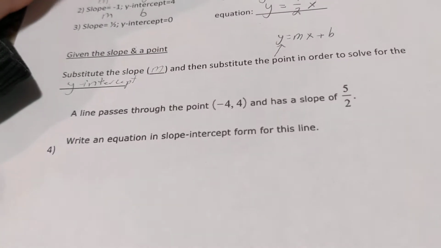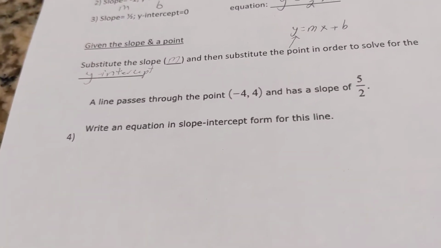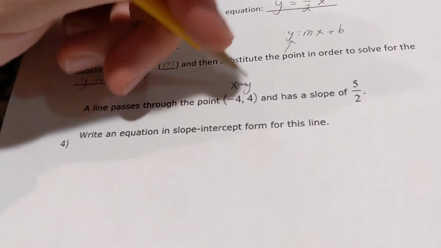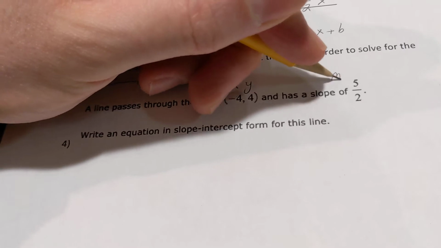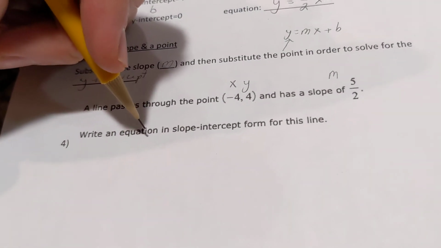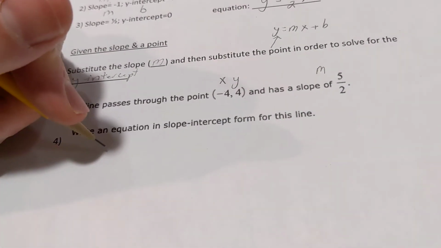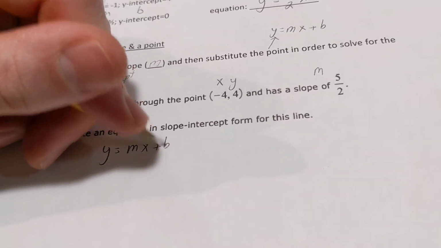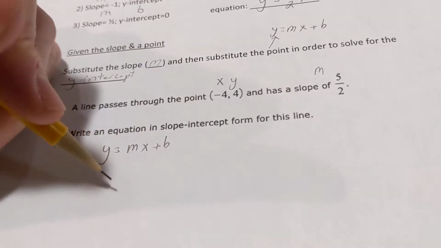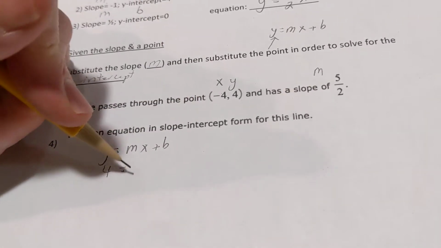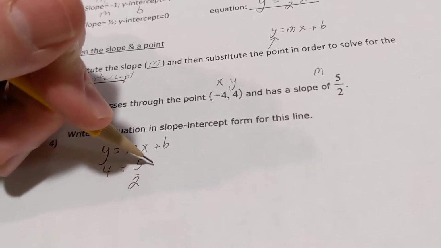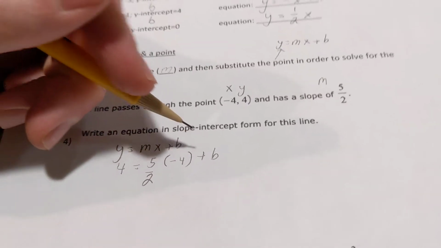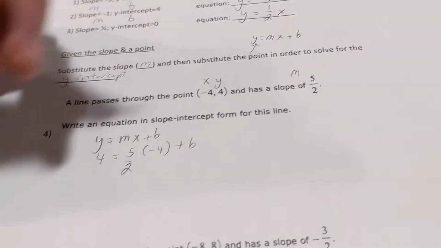All right, let's take a look at an example. The line passes through the point -4, 4, so this is x, this is y, and we've got a slope, which of course is m. Okay, write the equation in slope-intercept form. So y equals mx plus b. Let's substitute what we have. Y is 4. M is 5/2. X is -4 plus b. Okay, b we're going to leave. B we don't know. That's what we're solving for.